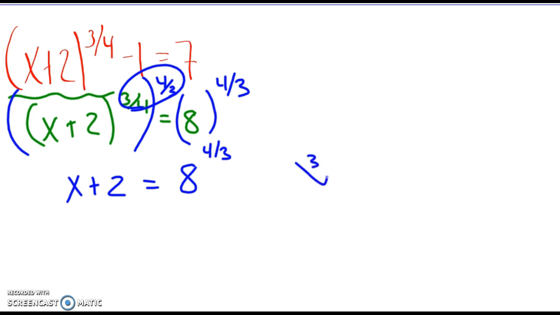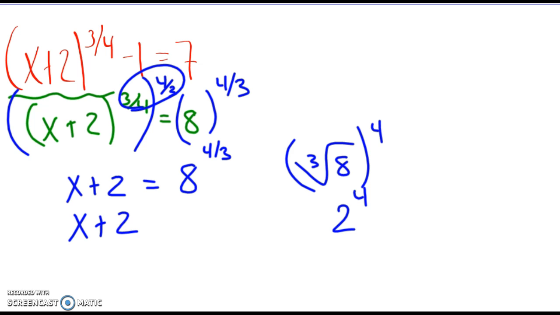8 to the 4/3 is the cube root of 8 to the 4th power. Cube root of 8 is 2. 2 to the 4th is 16. So I have x plus 2 equals 16. When I solve for x, I get x equals 14.